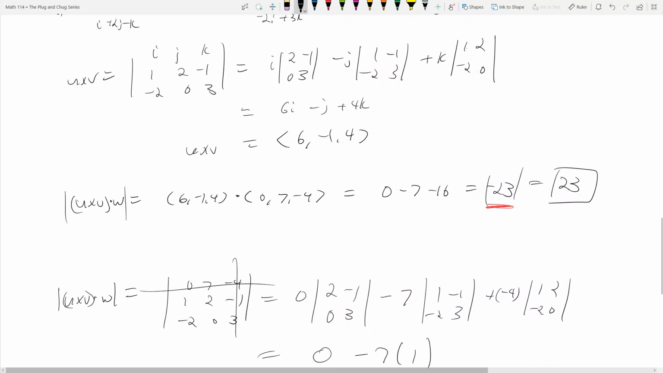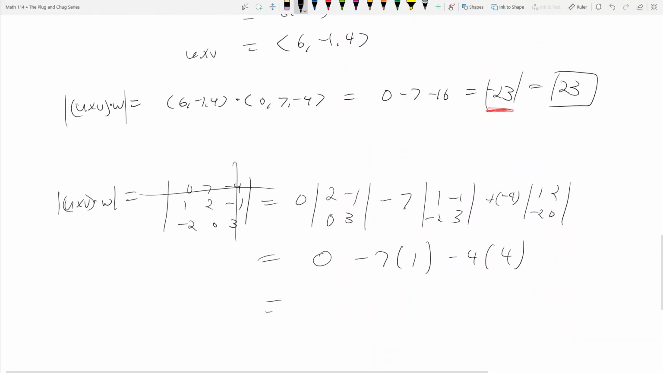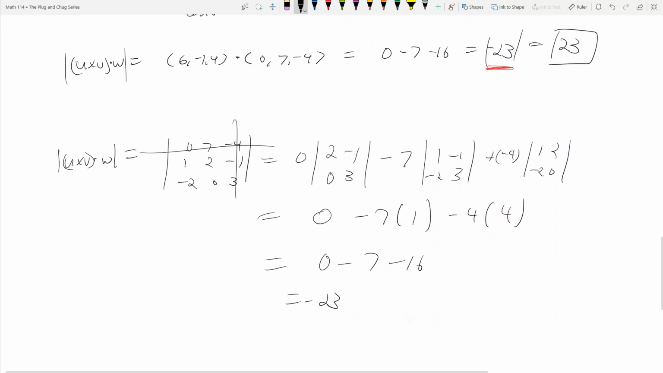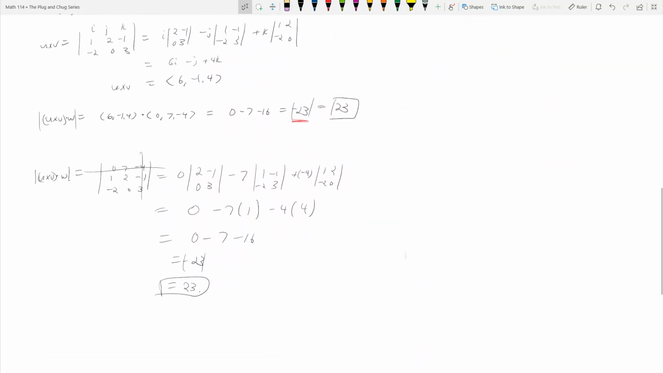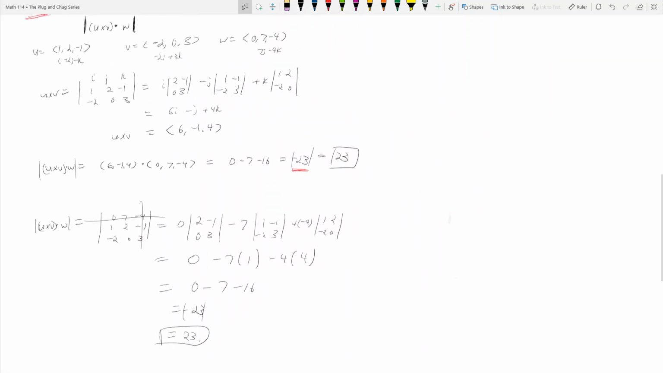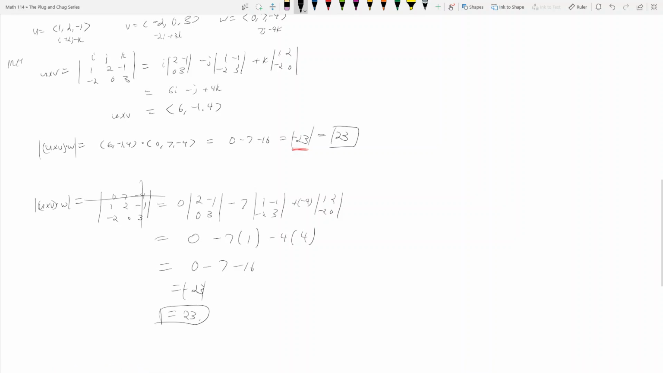And then this is -4 times 0 plus times 4, right? And you notice it's the exact same thing we did above. This is 0 minus 7 minus 16, which is -23. And then we've got to take the absolute value of that, so that's positive 23, right? So notice these two methods, they're the exact same, except in the bottom method, right? So this was method 1, and this is method 2. And they're the exact same thing.